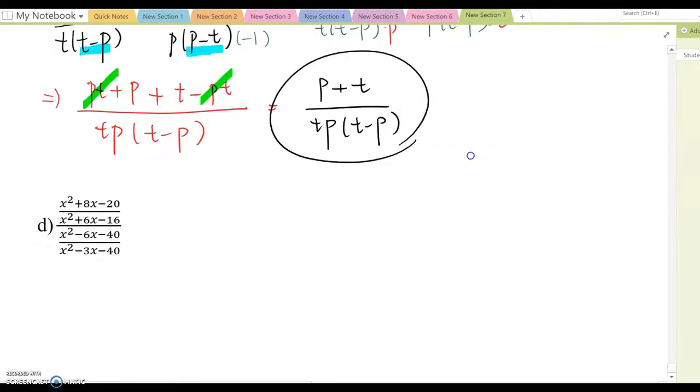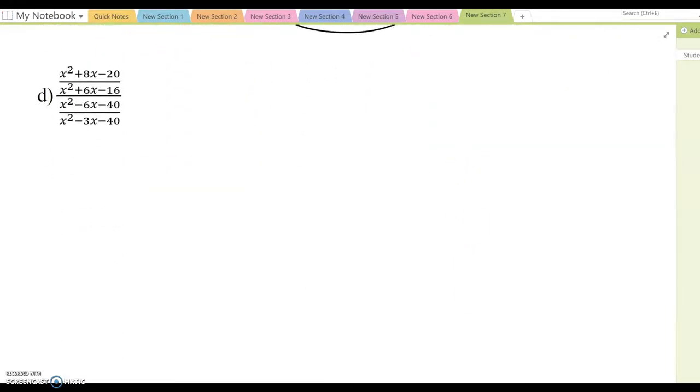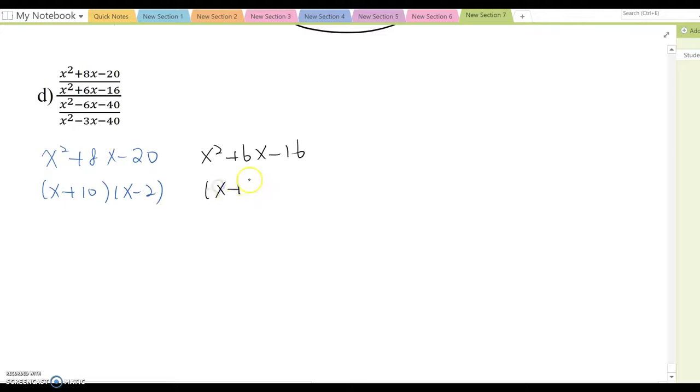Okay? So, letter D here. Yeah, so this is the hard question. But before we find the common denominator, we need to factor each expression. So, x squared plus 8x minus 20 becomes x plus 10 and x minus 2. The second one, x squared plus 6x minus 16, which is x plus 8, x minus 2.